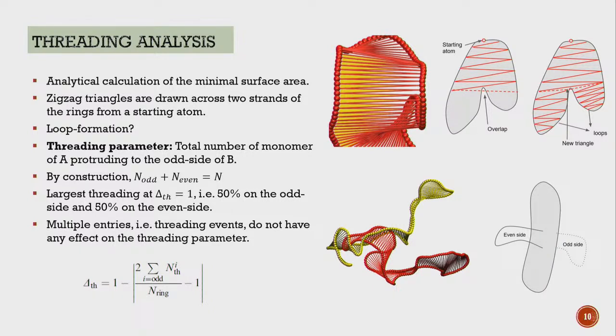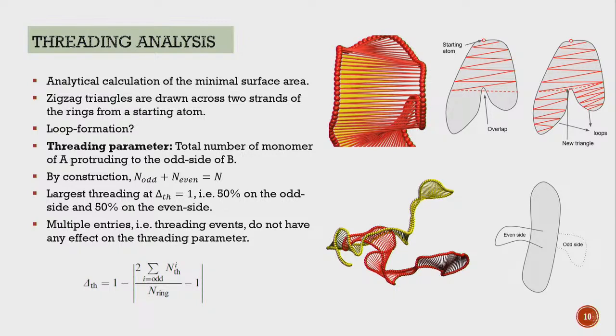Now we wanted to understand how one can quantify this threading effect inside the rings. To understand the threading effect, one has to know the surface area of the rings. So we analytically calculate the surface area of each of these rings by drawing these crisscross diagonals. Our aim is to show when this overlap happens between the two areas, how one can quantify how much of this overlap has happened, and that will indirectly tell us how much threading is present inside the system.